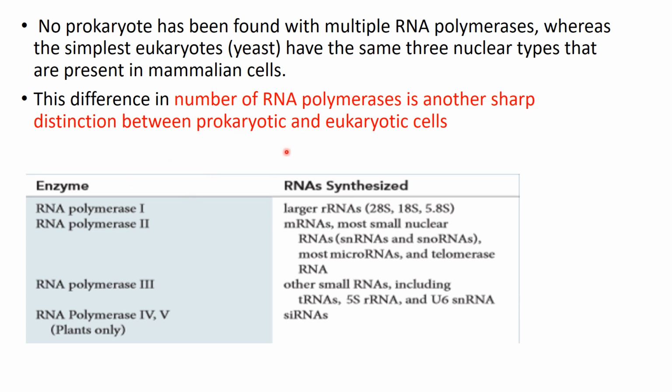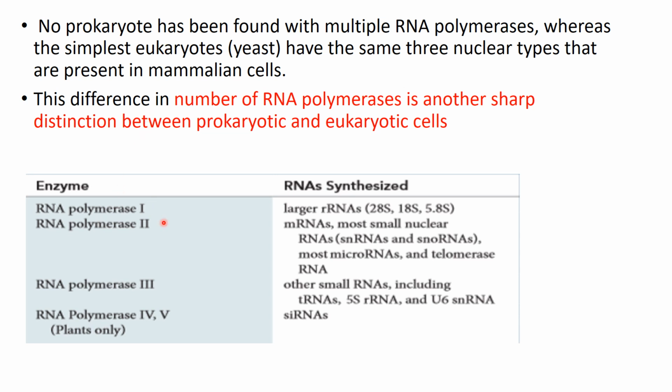There is a difference between the number of RNA polymerases in prokaryotic as well as eukaryotic cells. In prokaryotic cells, only a single RNA polymerase is found. Whereas in eukaryotes, starting from the simplest to the most complex one, three different kinds of RNA polymerases are found, at least three. RNA polymerase 1, 2, and 3. Whereas in prokaryotes, it's going to be a single RNA polymerase.